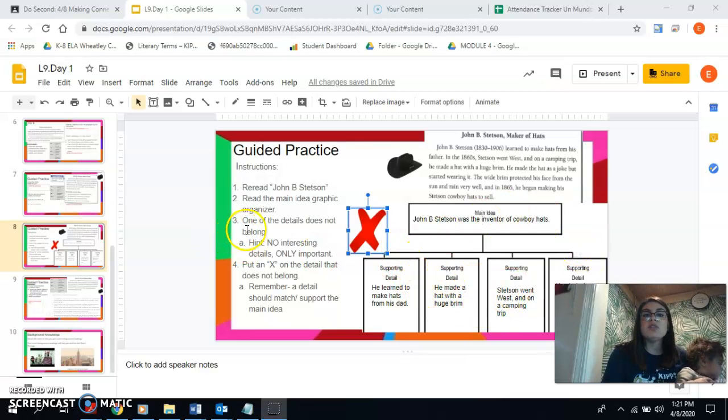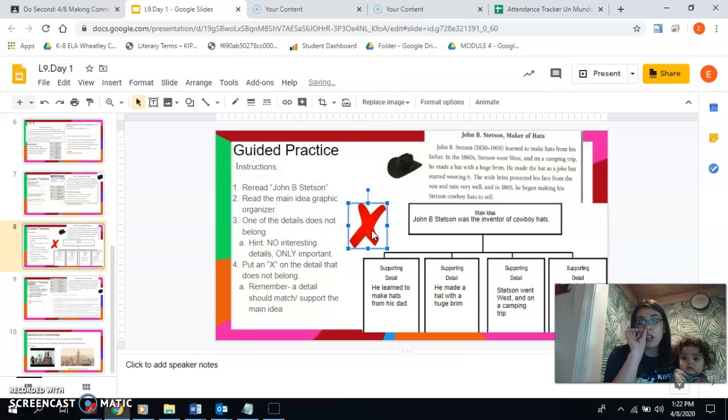And then step 3 says one of the details does not belong. Hint, no interesting details, only important. Put an X on the detail that does not belong. So you're going to grab this and you're going to put it over the detail that is interesting, that's not important, and that does not support the main idea. That's your first part of your guided practice.